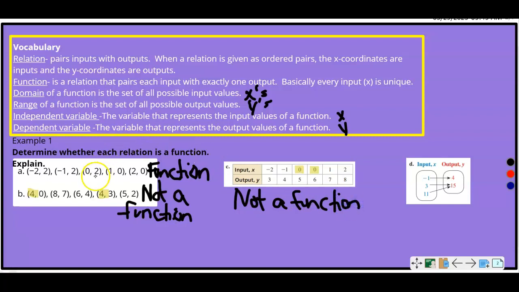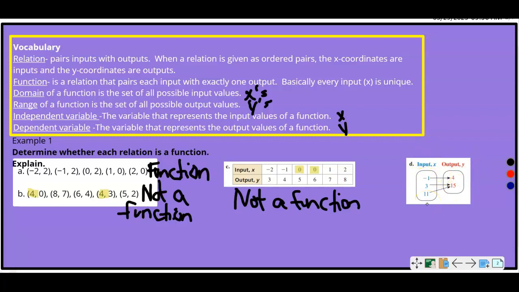All right, so A and B are ordered pairs. You look at the x values of the ordered pairs. C part is a table, so you look at the input or the x value. Again, same thing. These would be ordered pairs. It's just written as a table instead. And D part is a mapping diagram. So it has your inputs and your outputs on separate sides.